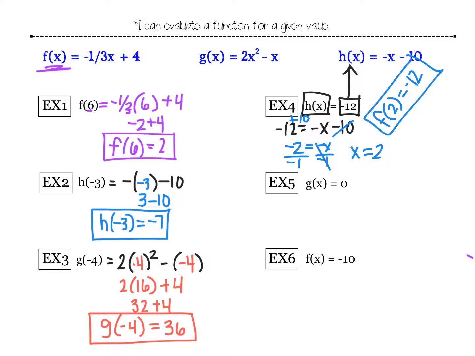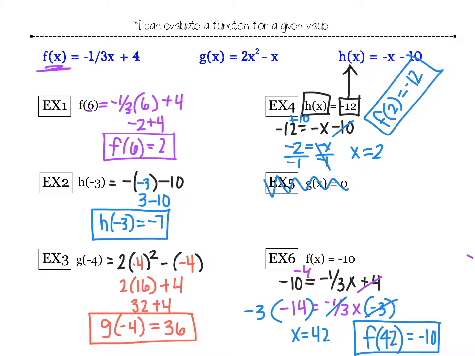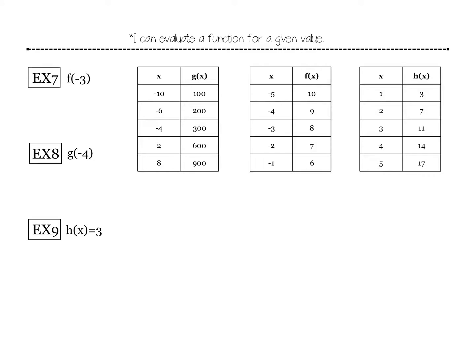All right, so go ahead and pause the video, and I actually would like you to just try example 6 on your own. So hopefully you got that f of 42 equals negative 10. Again, look over my work, and if you have questions, write those down. All right, so we've looked at evaluating functions when I'm given the actual function. Now we're going to look at evaluating functions when I'm given a table. So this is nice because it's a lot more straightforward.